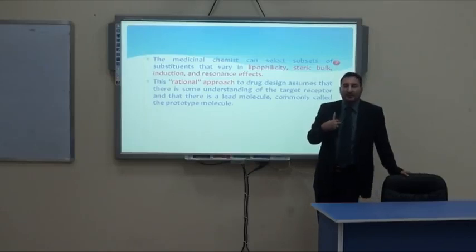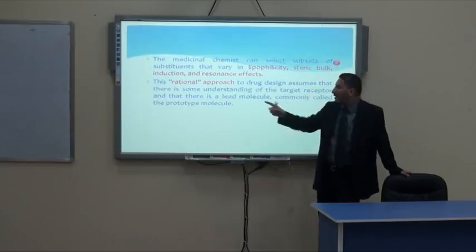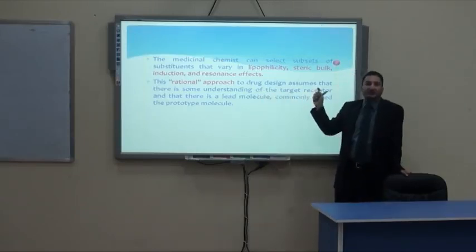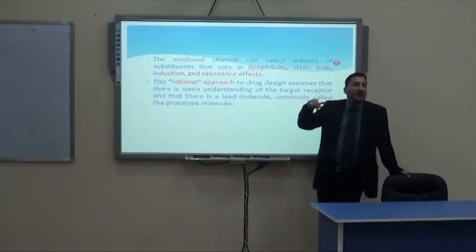To make non-steroidal anti-inflammatory drugs, I should have a good idea about the target receptor. Our target for non-steroidal anti-inflammatory drugs is the cyclooxygenase enzyme.